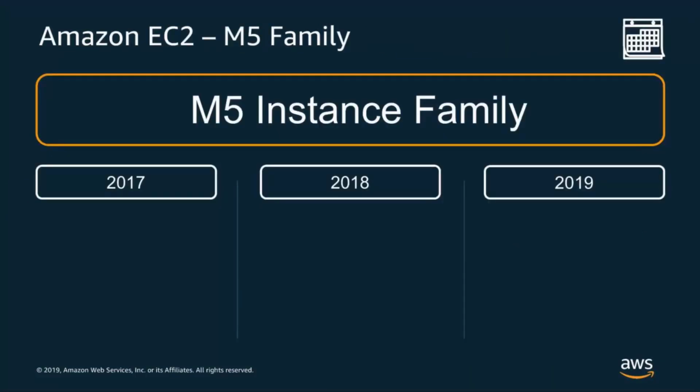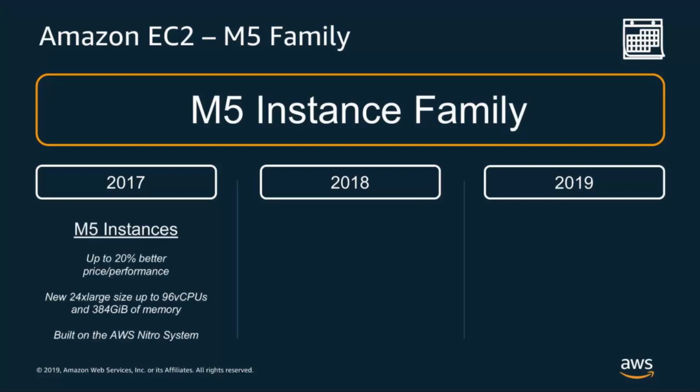Looking at our M5 instance family, I wanted to talk a little bit about how this family has evolved since our initial launch. In 2017, we launched the M5 instances. M5 provided up to 20% better price performance than the previous generation M4 instance types. We offered with M5 a new 24x large size, which enabled up to 96 vCPUs and 384 gigabytes of memory. And this was the second instance family following our C5 instance types, which is our compute optimized instance types, that is built on the AWS Nitro System.